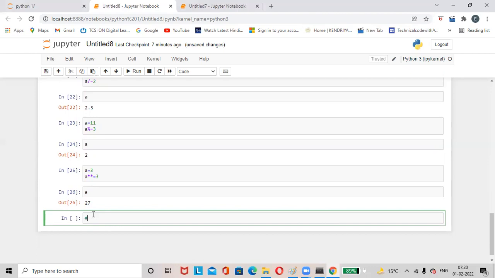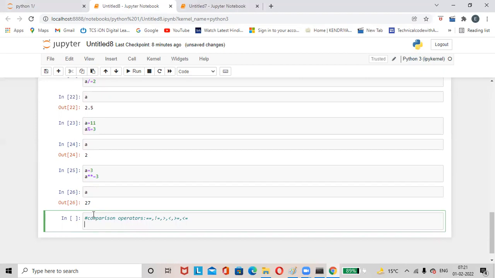Now let us check with comparison operators. What are comparison operators? Equals to, not equals to, greater than, less than, greater than or equals to, less than or equals to. Okay, let us check one by one.